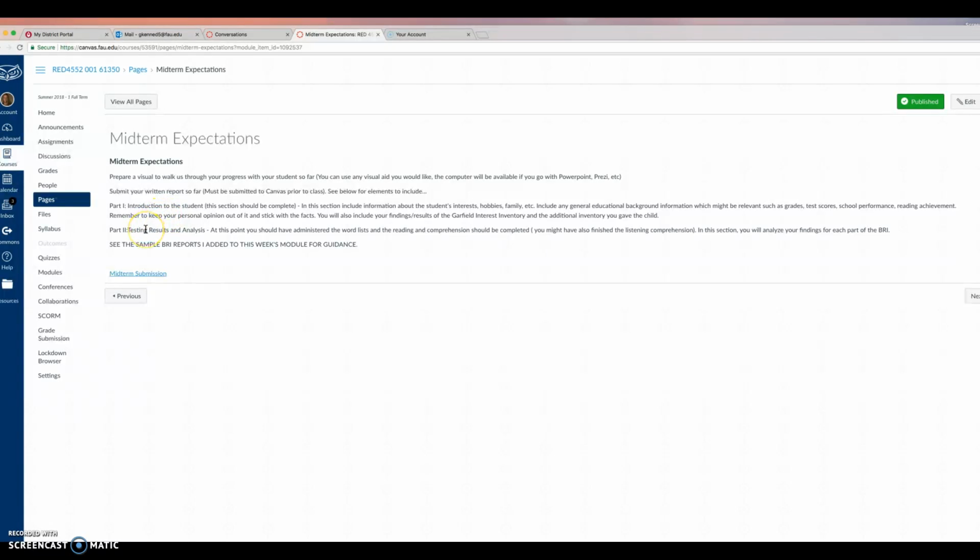And part 2 is the testing results and analysis. So you can see at this point, hopefully, you've all done your word list and you're working on getting the comprehension done. So hopefully later this week or early next week, you can get the rest of the assessment done. Remember, we talked about how the listening comprehension was exactly the same as the reading comprehension, except this time you're going to use Form B, and you're going to read the passages aloud and only ask the students the questions. So you're reading, and then you're just going to have the question sheet in front of you to ask them the questions.